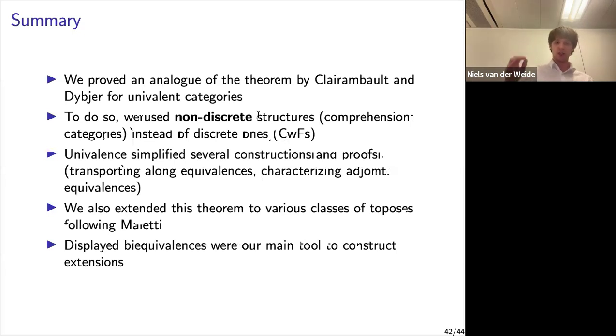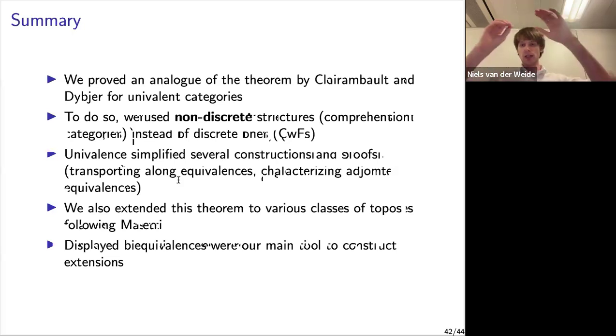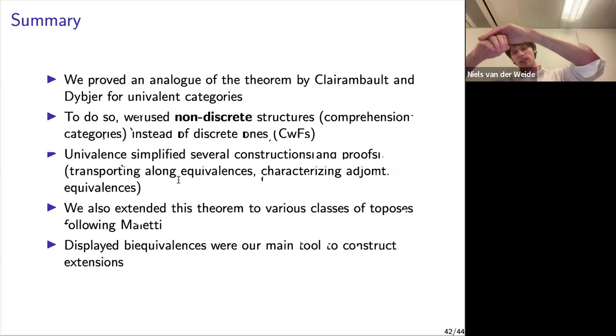And another observation is that univalence helps us to simplify certain aspects of the proof, because at many places we need to transport structure or properties along adjoint equivalences. And this is something we also need in the extensions. So if C is locally Cartesian closed, then C prime is also locally Cartesian closed if we have an adjoint equivalence between C and C prime. These kinds of statements are regularly needed, and they become very simple if we assume univalence. It also helps us to characterize what adjoint equivalences in certain bicategories are, and it removes the necessity of splitting.